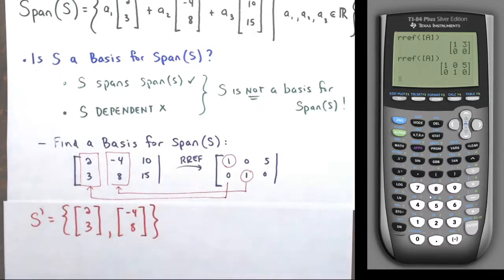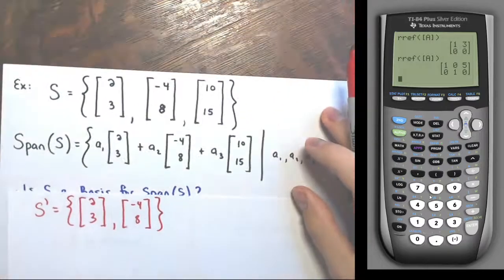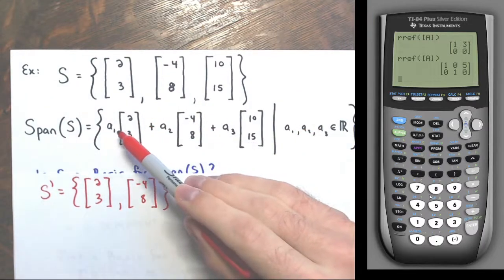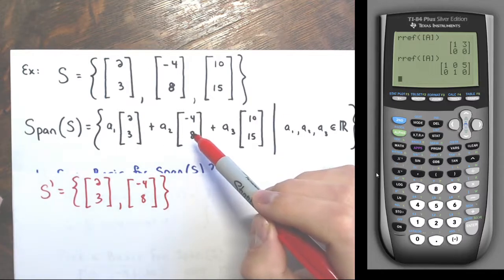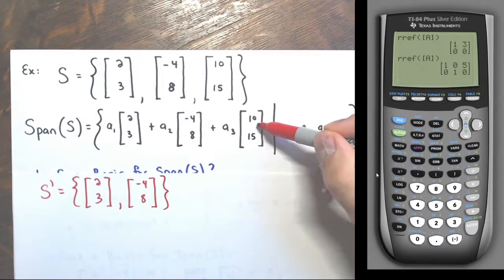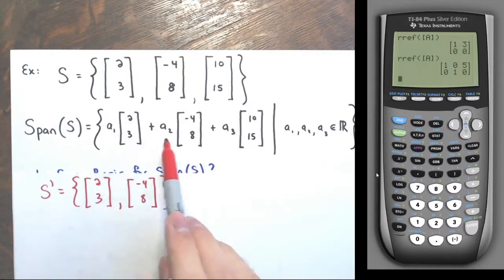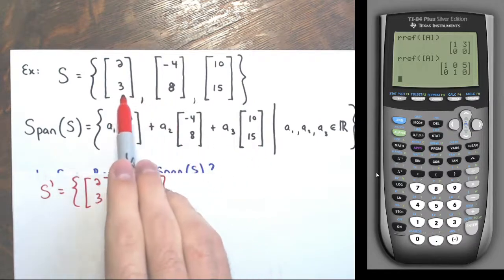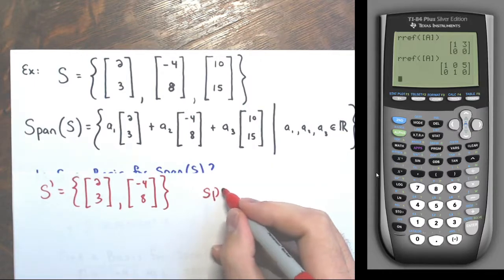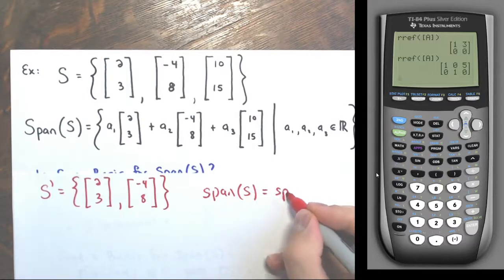And what this means is that you can express 10, 15 as a linear combination of these two. So if I take a vector from the span of S, it's some scalar times 2, 3 plus some scalar times -4, 8, plus some scalar times 10, 15. I could then replace the 10, 15 with a linear combination of these two, and then all the vectors in the span of S would just be linear combinations of these two vectors. You'd only have the vectors 2, 3, and -4, 8 left, and the 10, 15 would be replaced. So we're seeing that the span of S is equal to the span of S prime.